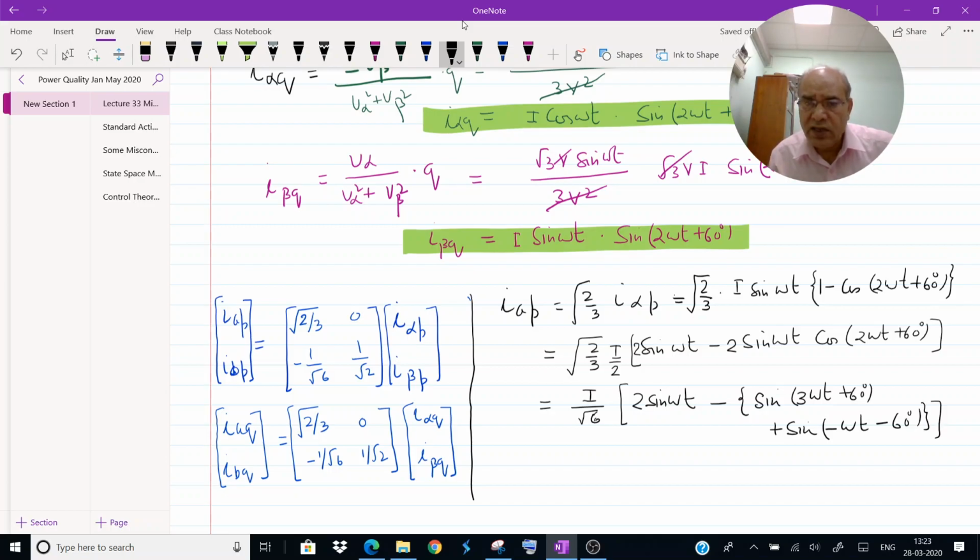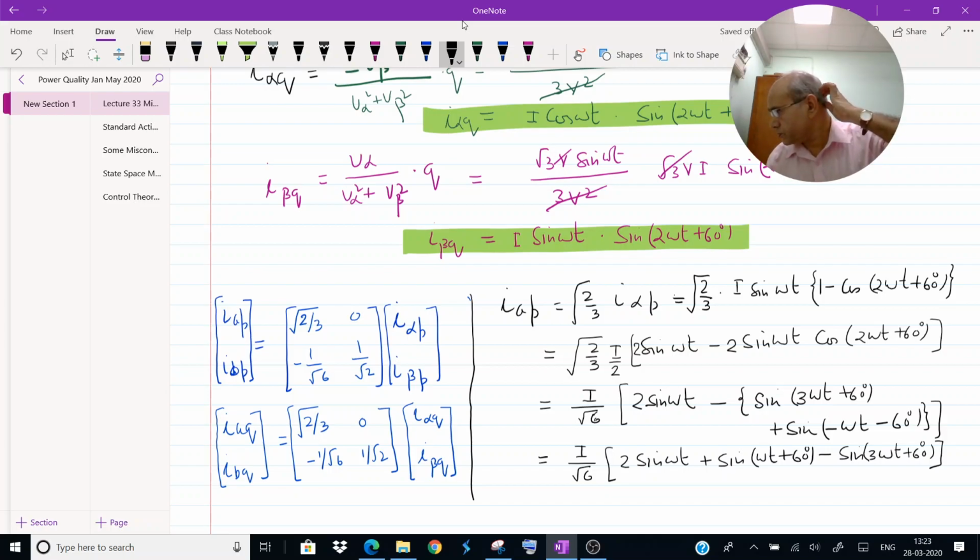So minus 1 has become plus, so finally it is actually I by root 6, 2 sine omega t and plus sine omega t plus 60 degree here, and it becomes minus sine 3 omega t plus 60 degree. Okay.